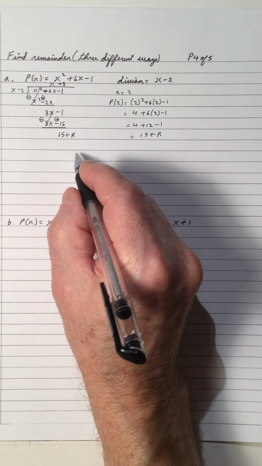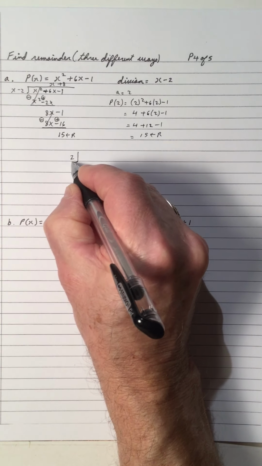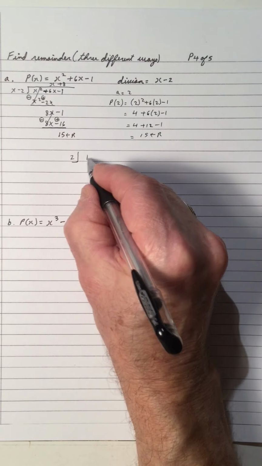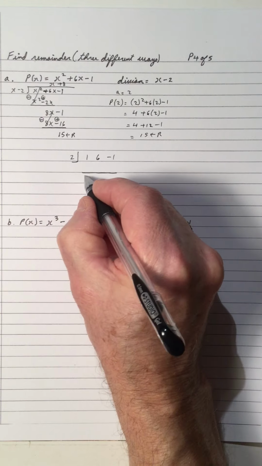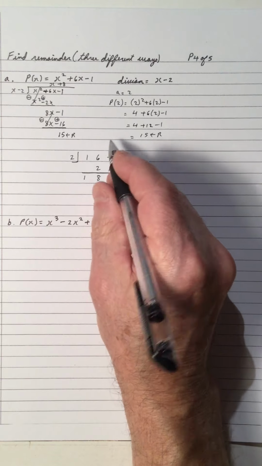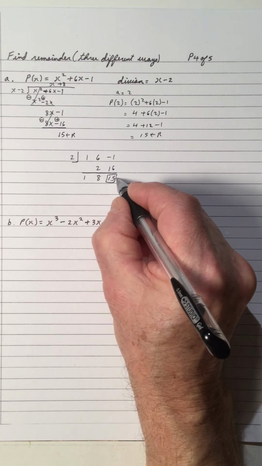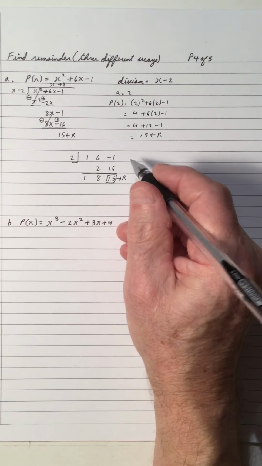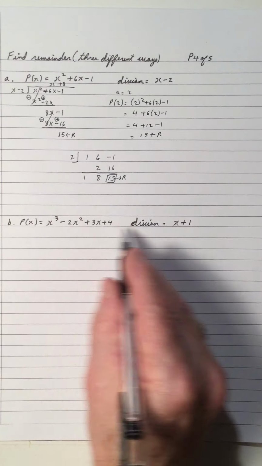And the other way that we could do it is we have this as the divisor, so we do synthetic division by 2. And this is in descending order, so we got 1, 6, negative 1. So we bring down the 1, multiply, we get a 2. Add, we get an 8. Gives us 16. And add, you get 15. And when you do synthetic division, your remainder is a constant term right on the end of 15. So that's 3 ways.